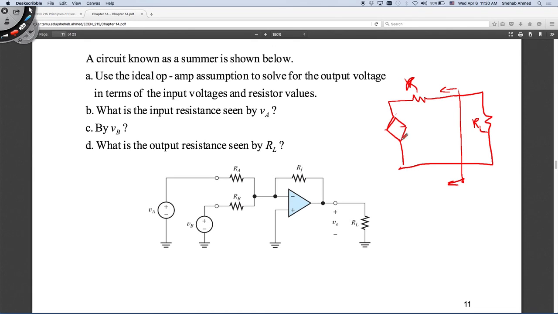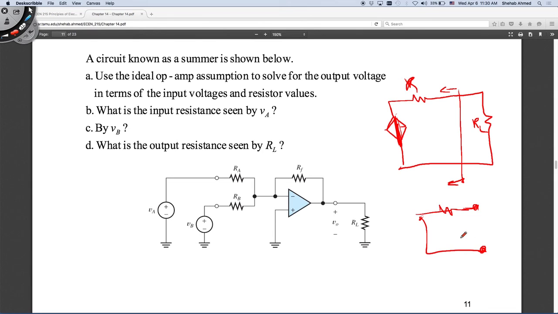This dependent source has a value equal to 0 because Vx is equal to 0. So this is a short circuit, and you're left with a circuit that looks like this. This is your circuit, and these are your two terminals for your Thevenin equivalent circuit.